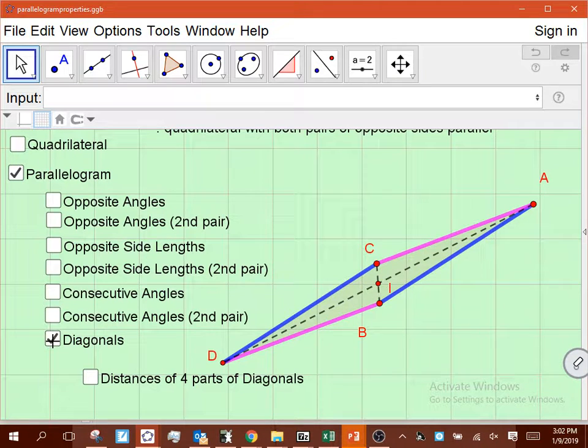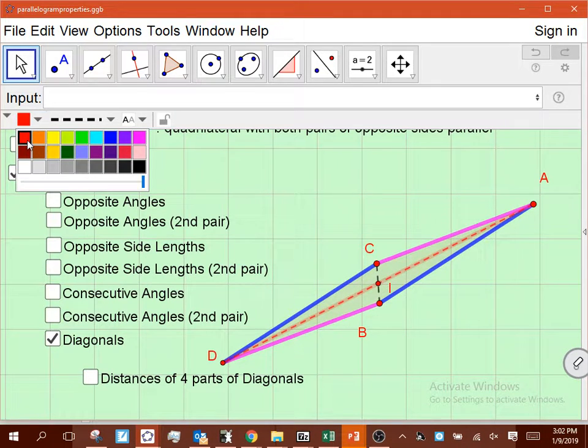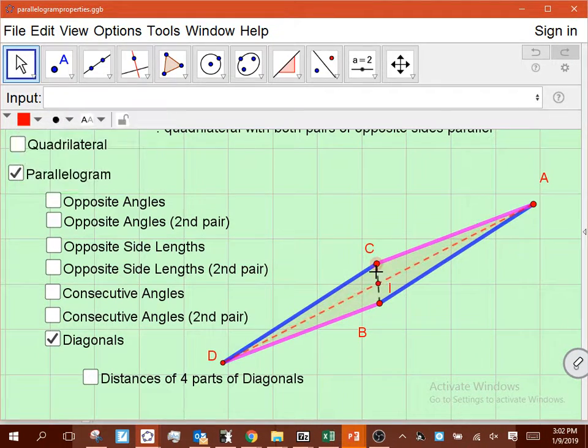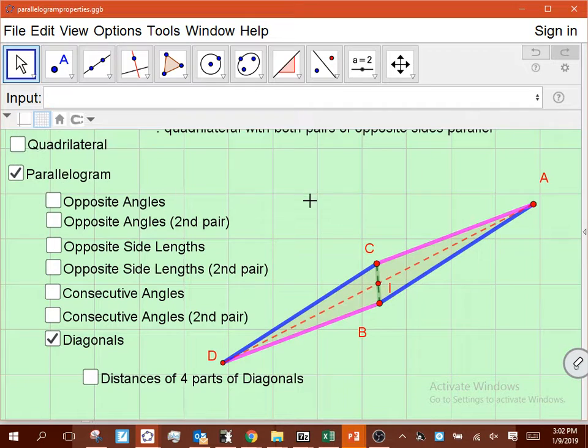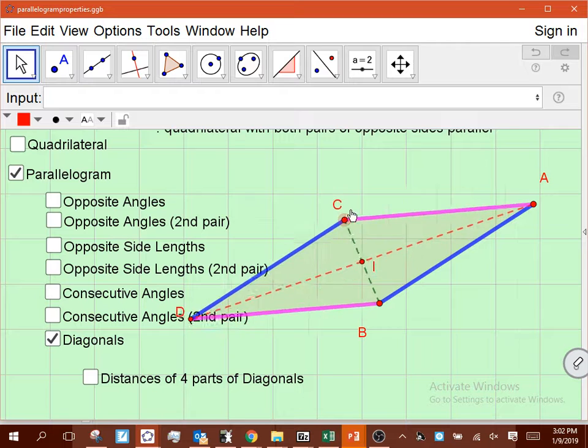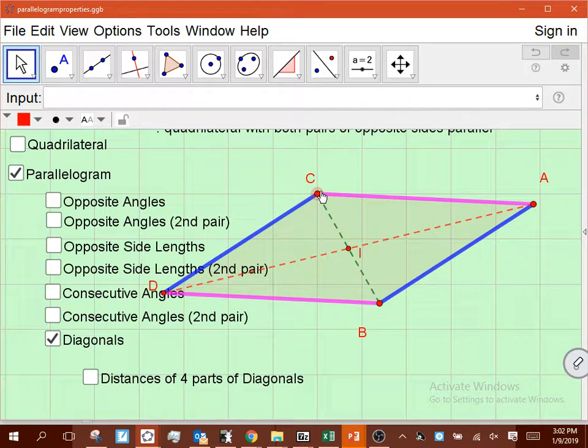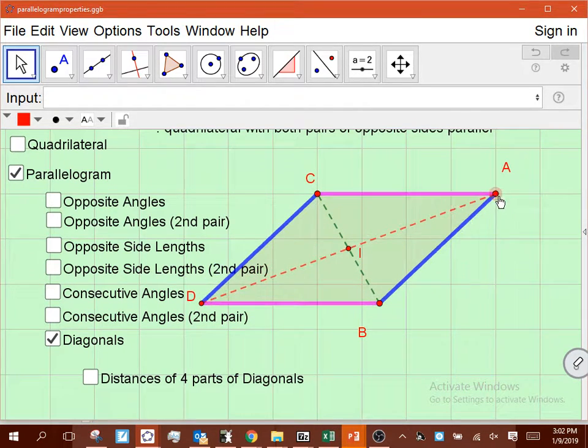The dotted lines themselves are not congruent. So if I were to color them, I look at that red dotted line compared to that green dotted line. They are not congruent, right? Obviously the red one is a lot bigger. Now, could they ever be congruent? What type of shape, what kind of parallelogram do you think they would be congruent in?